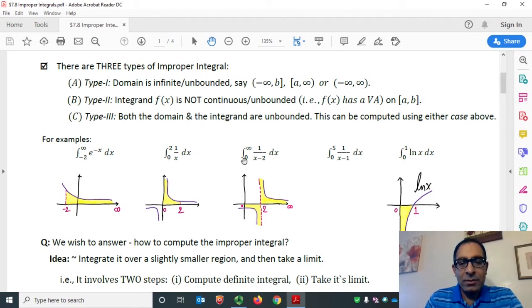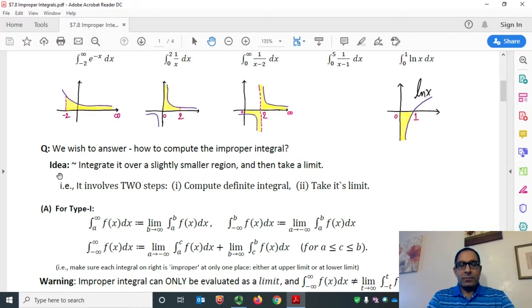Similarly, in the third example, the integrand function has a vertical asymptote at 2, and at the same time our interval of integration is also infinite. So this is a type 3 improper integral. I hope it makes sense to you all so far. And then the last one, I gave you the picture here, the integral from 0 to 1 of natural log of x. Here the integrand function has a vertical asymptote at x equals 0. Great. So the question at this time arises: how to evaluate such integrals?